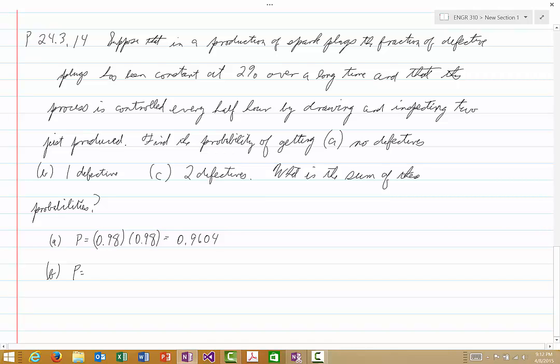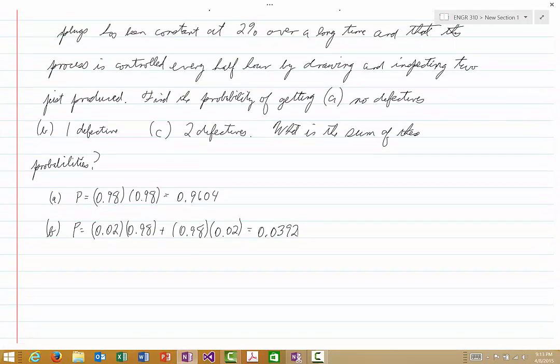So the probability that the first one is defective is 0.02, and then that the last one would not be defective would be 0.98. But then another way it could happen would be if the first one is not defective, which is 0.98, and then the second one would be defective, so 0.02. And so when we calculate this, what do we get? I'm getting 0.0392 for this probability in B.